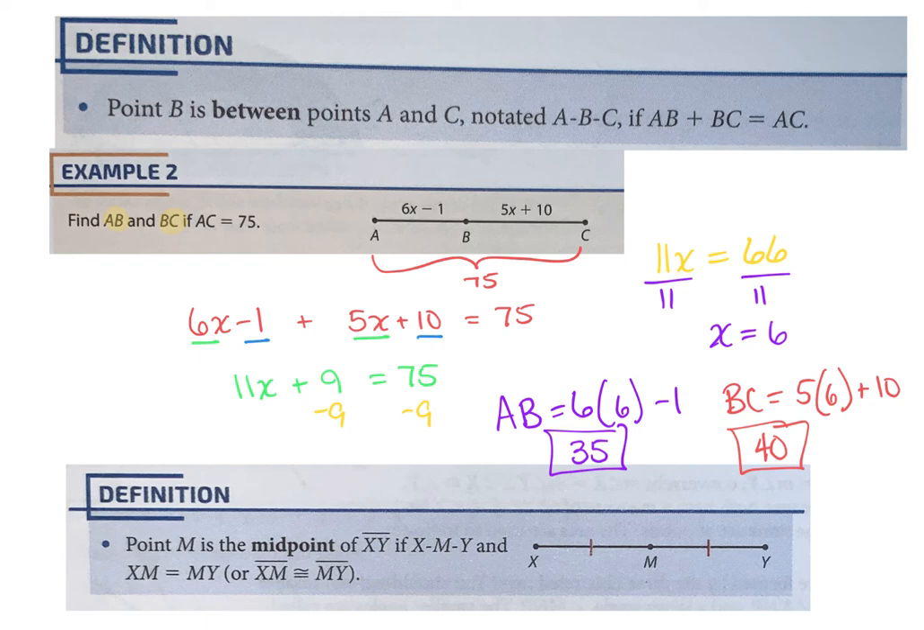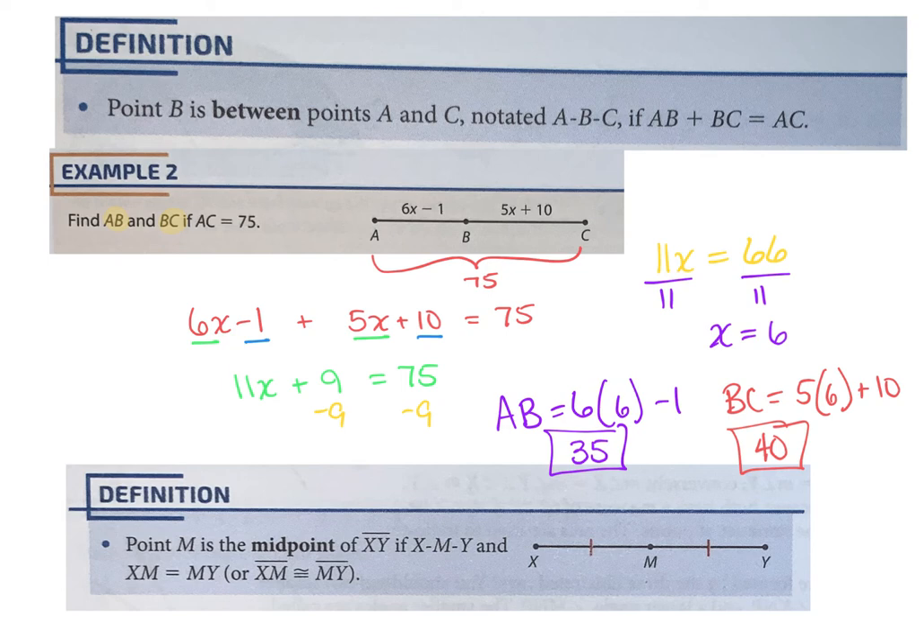The final definition in this part is midpoint. Midpoint means that it's actually in the middle, exactly what it sounds like, okay? M is the midpoint of XY if X-M-Y, meaning M is in between them, and XM equals MY, or XM is congruent to MY, okay? So if it is a midpoint, then these two pieces will equal the same.